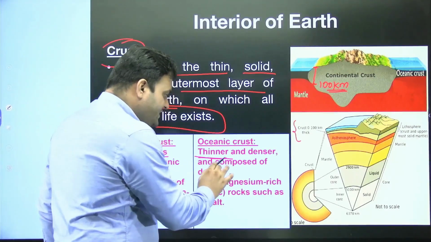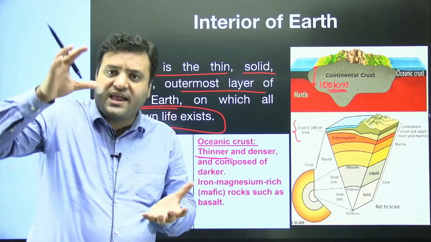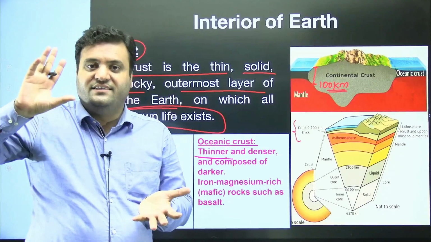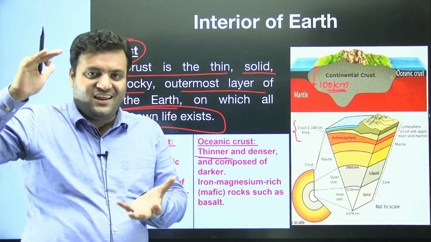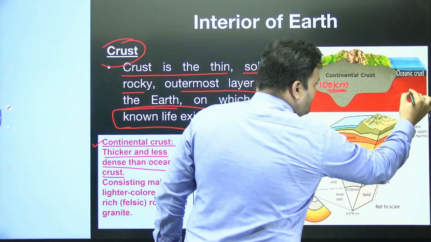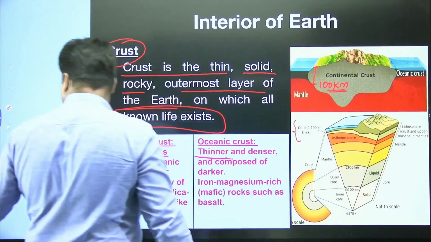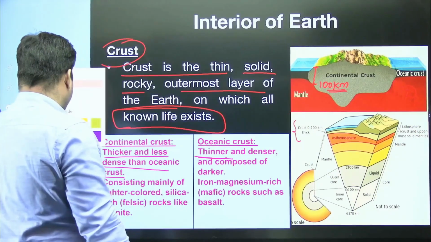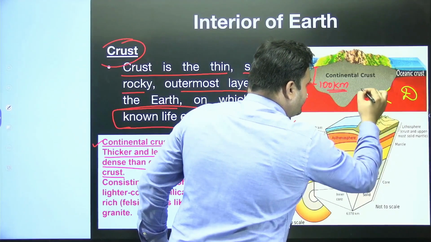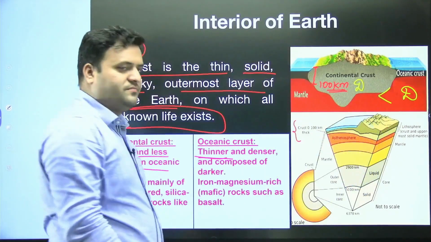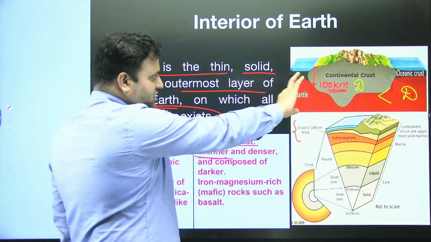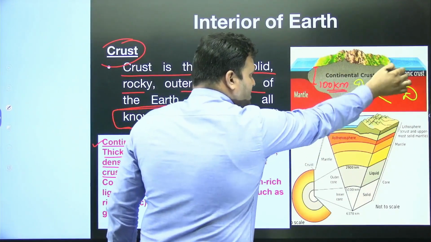Thinner. It is thinner, but the ocean has to carry the weight of water. And it has to be what? Denser. As the ocean is carrying the weight of water, we can say that the oceanic crust is more dense. Oceanic crust is more dense as compared to continental. Okay, in terms of density, continental crust is thicker and oceanic crust is thinner.